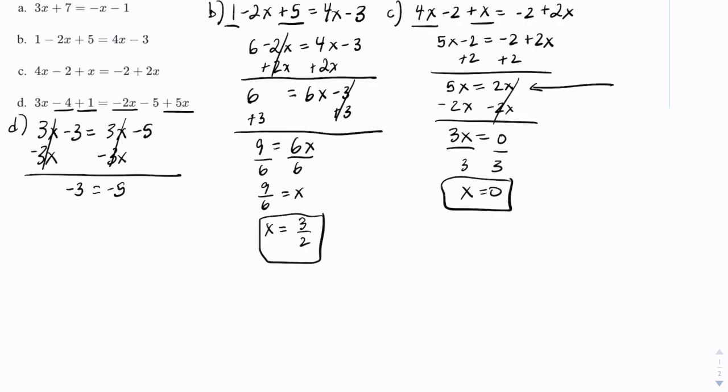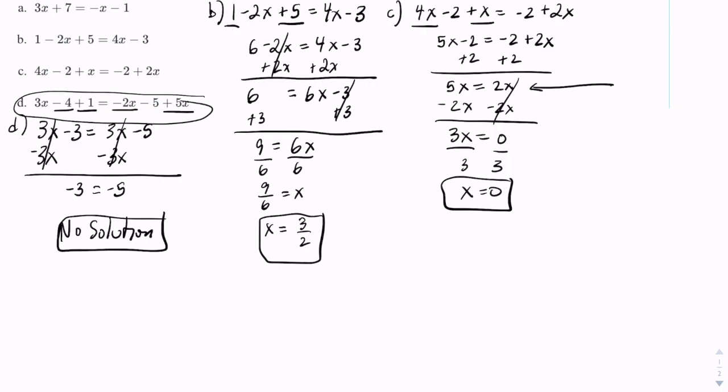Okay, now I don't have any variables left, so now I ask myself, when will negative 3 equal negative 5? And the answer to that is never, right? Negative 3 will never equal negative 5. So this, we would write no solution. And again, no solution means that in this original equation, there's no value you can put in for x that's going to make the left-hand side equal to the right-hand side.